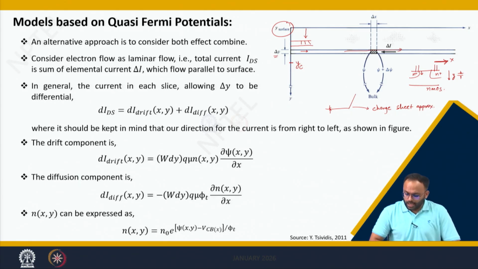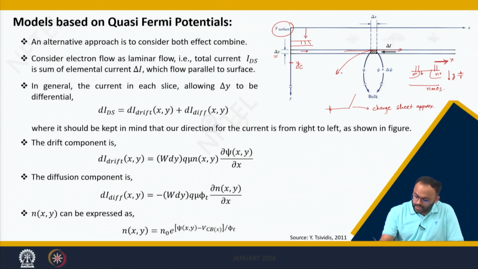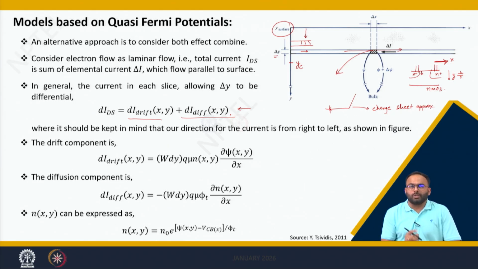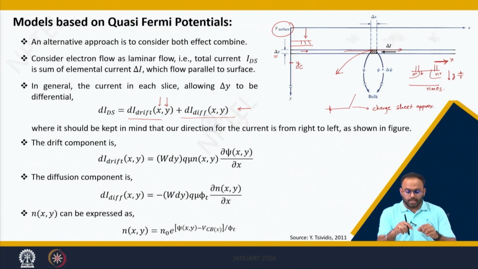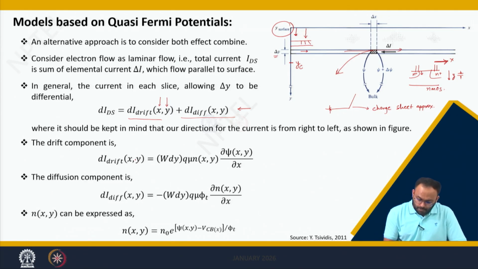So let us see how we can analyze this in terms of quasi-Fermi potential or in terms of the applied VCB voltage. At any point x and y, the current can be given as a drift component and a diffusion component, but it is interesting to note that the current is not only a function of x, but a function of x and y. It means the electron can go inside the body as well, or it can go vertically also. So the drift component can be given by W into dy into q into mu into n(x,y) d psi by dx.